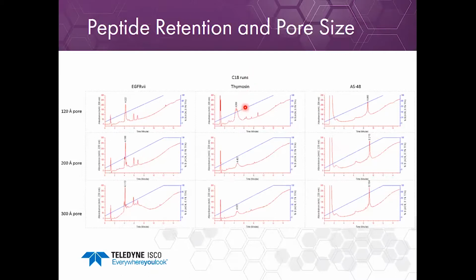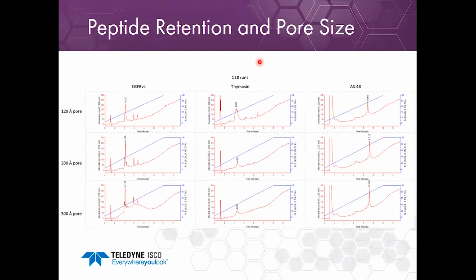The thymosin elutes at 4.368 minutes. 200 angstrom pore, it elutes at 4.44 minutes. And the 300 angstrom pore elutes at 4.65 minutes. The AS48 with the 120 angstrom pore elutes at 8.95 minutes, 9.21 minutes for the 200 angstrom pores, and about 9.2 minutes with the 300 angstrom pores.